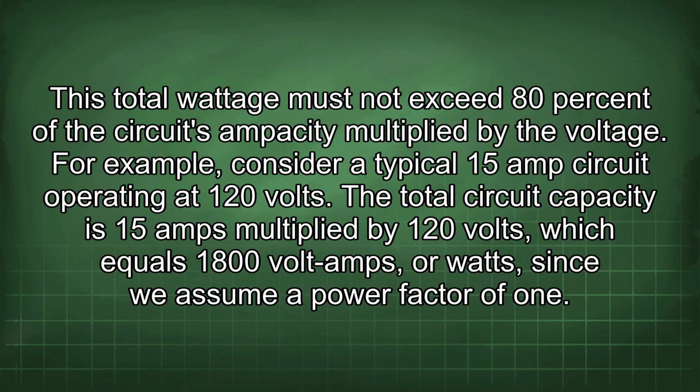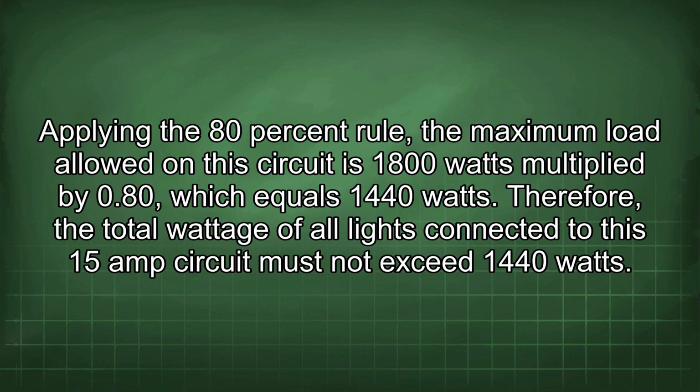For example, consider a typical 15-amp circuit operating at 120 volts. The total circuit capacity is 15 amps multiplied by 120 volts, which equals 1800 volt-amps, or watts, since we assume a power factor of 1. Applying the 80% rule, the maximum load allowed on this circuit is 1800 watts multiplied by 0.80, which equals 1440 watts. Therefore, the total wattage of all lights connected to this 15-amp circuit must not exceed 1440 watts.